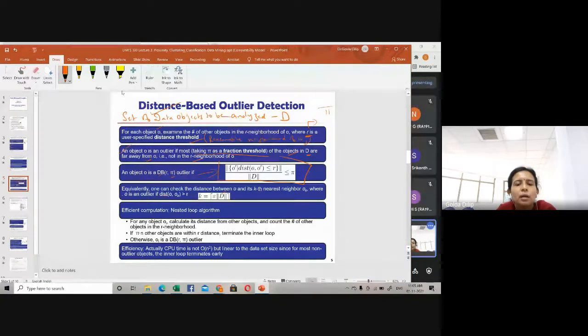Okay, so this particular object O is treated as an outlier if the distance of O to its k-th nearest neighbor, dist(O, O^k), is greater than r. That is the distance between O and the k nearest neighbor. So object O is an outlier if that distance is greater than r. This is the case of an outlier, and that's what we are basically trying to find out.